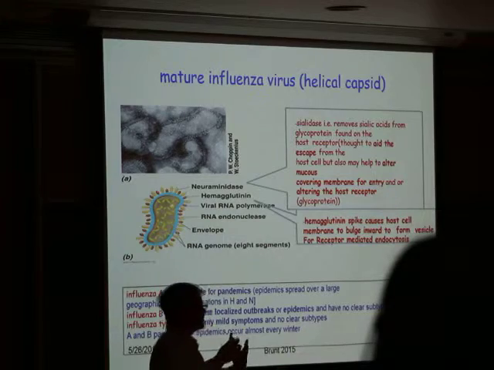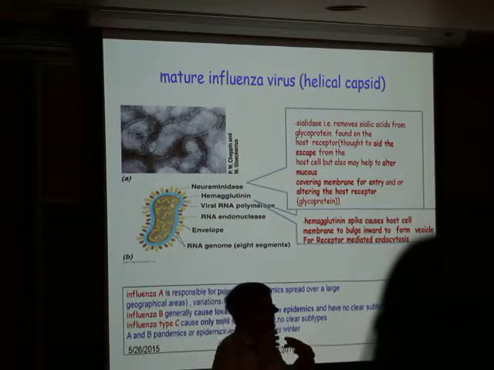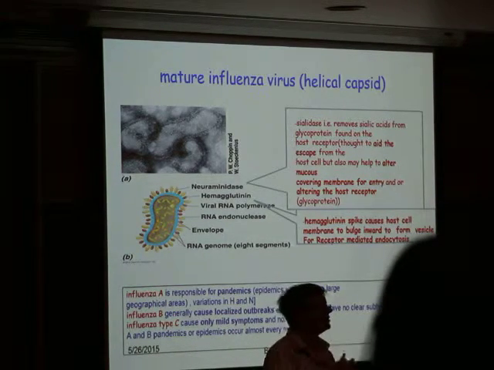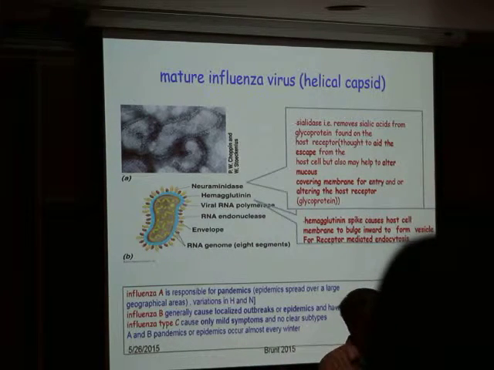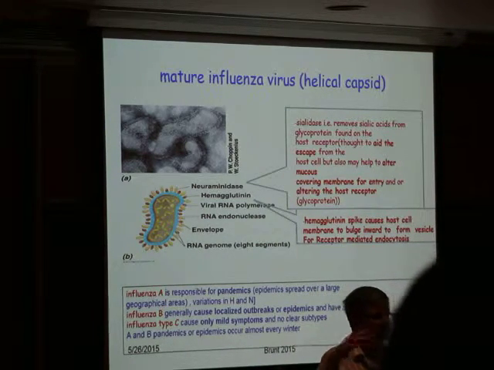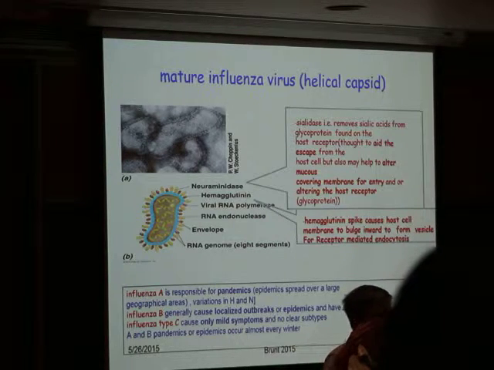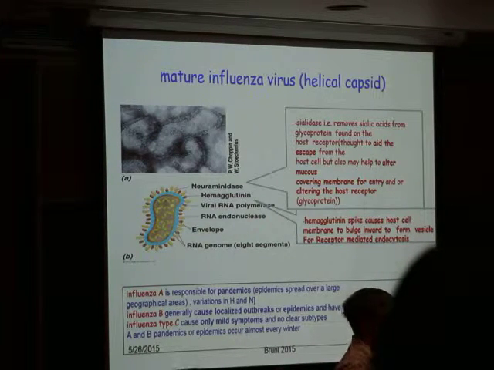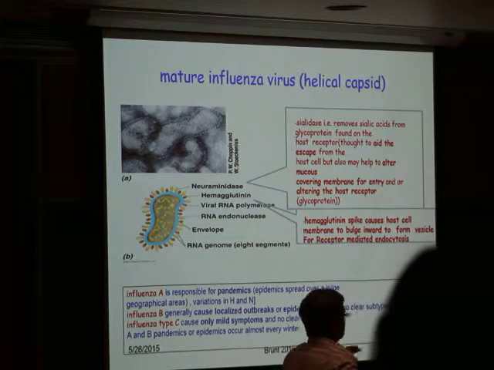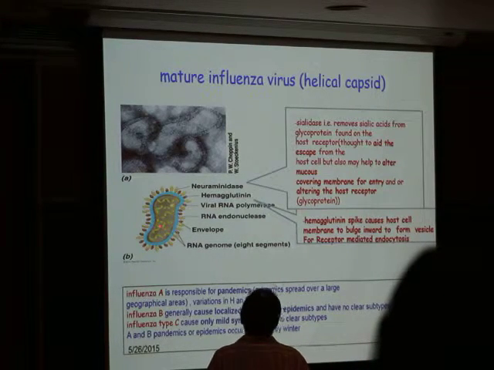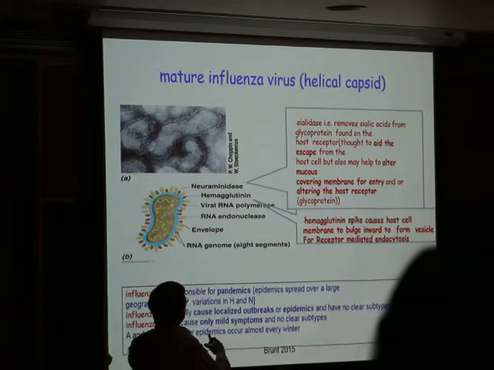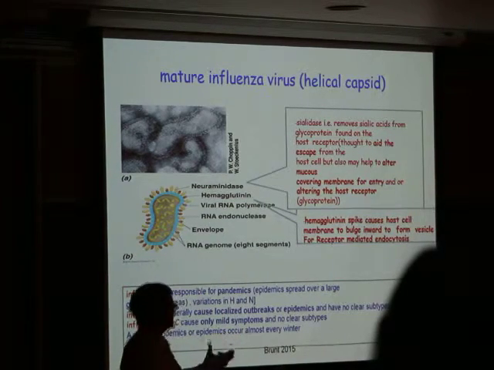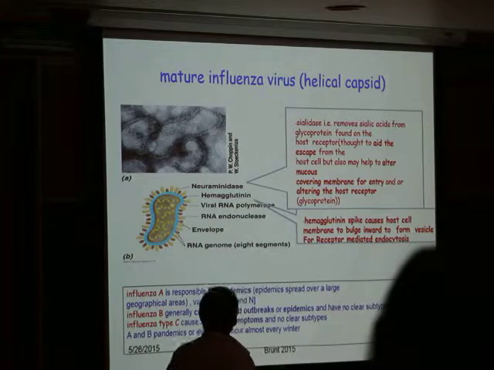So remember, the host has glycoproteins. That's what the receptors are, and almost exclusively in the world of animals, the type of external glycosylation is called complex glycosylation, which has sialic acid residues as the last sugars. The hemagglutinin spikes, which are shown here, cause host cell membranes basically to bulge inward to allow for the receptor-mediated endocytosis.